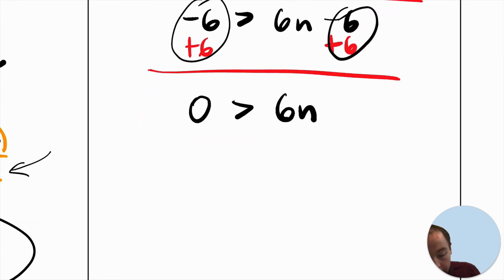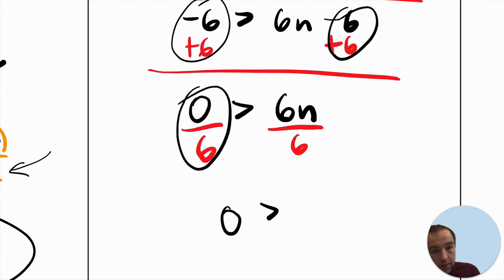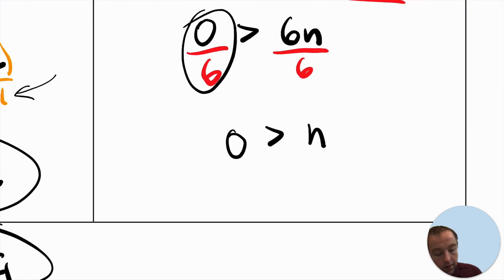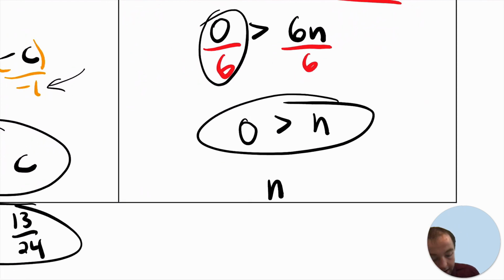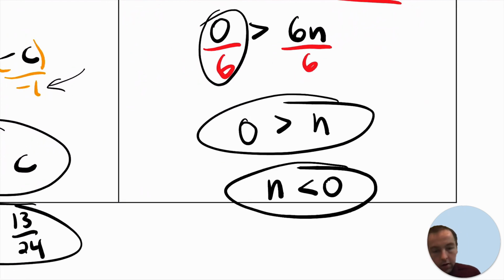At this point, we want to get the n alone, so you'll have to get rid of the 6. You're dividing by a positive, so you don't have to change the direction of the inequality. 0 divided by 6 is 0, and 6 divided by 6 is 1, so you get 1n. That means that 0 is greater than n. So there's your answer, or you could also say that n has to be less than 0. Basically any negative number is going to be a solution for n for that particular inequality.